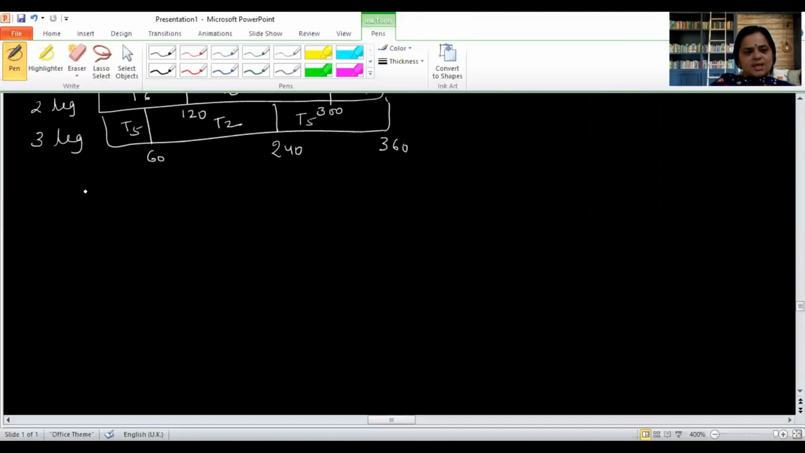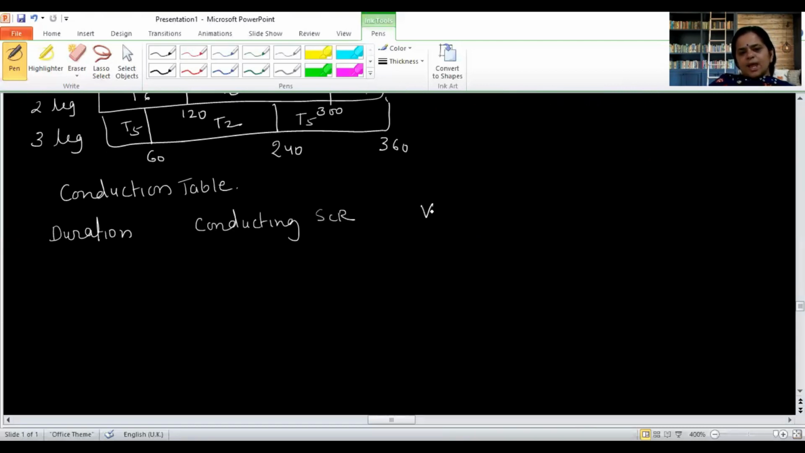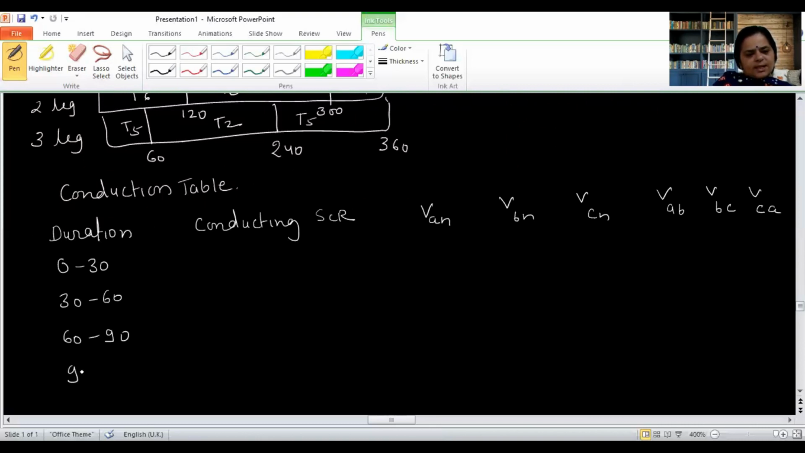Now the next thing is the conduction table. We will write the duration, then the conducting SCR, then VAN, VBN, VCN, VAB, VBC and VCA. Now we are supposed to make this kind of table. We will write the conduction duration at an interval of 30 degree. So start writing 0 to 30, 30 to 60, 60 to 90, then 90 to 120. We will write up to 360.